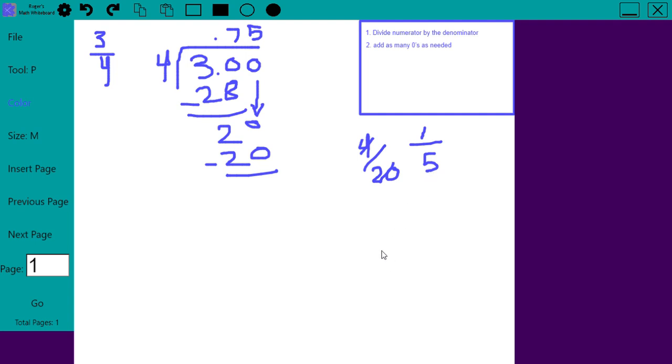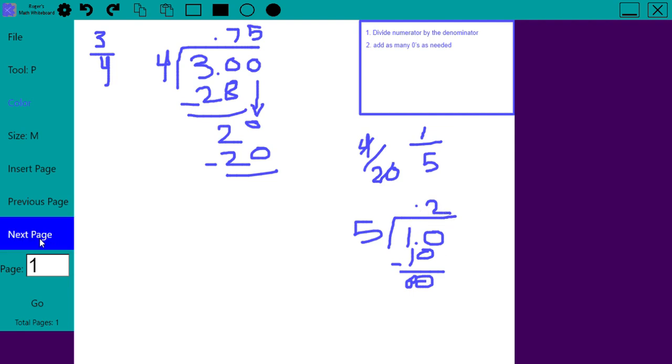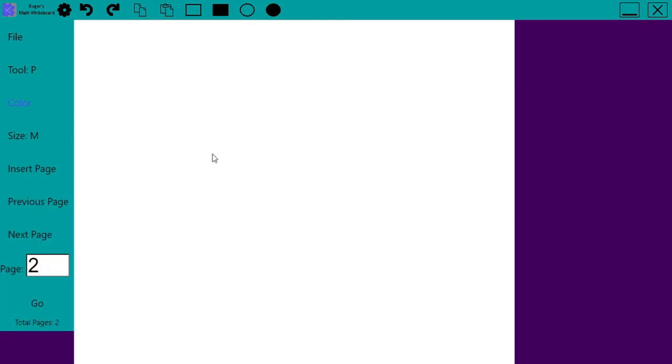Alright, now divide my numerator by my denominator. So 1 divided by 5. I'm going to add my decimal and add my zeros. So 5 doesn't go into 1 any, so I go on to 10. How many times does 5 go into 10? It goes into 10 twice. 5 times 2 is 10. Subtract, and I get 0. And that's my answer: 2/10. Alright, let's go on. Let's try one more.